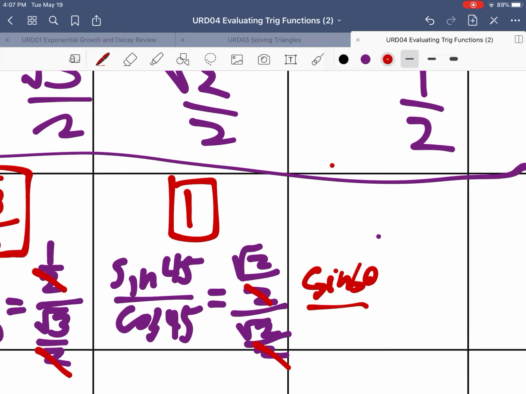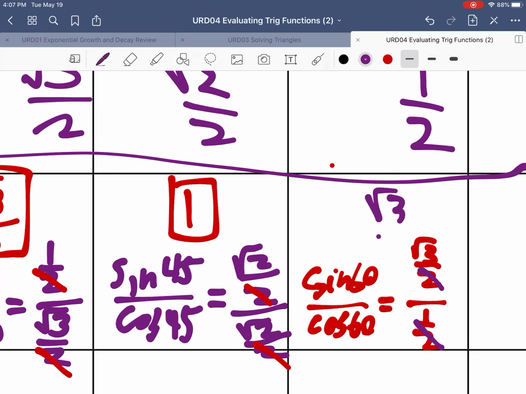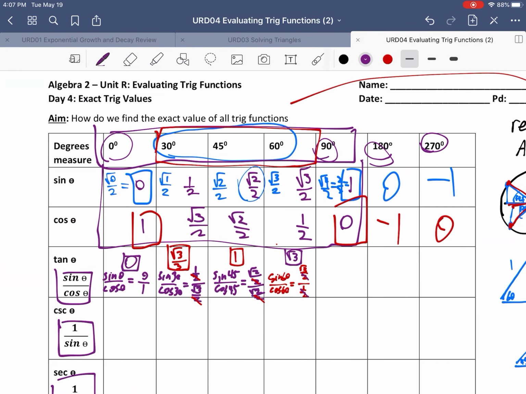For the tangent of 60, we're going to get the sine of 60 divided by the cosine of 60, which is going to be equal to radical 3 over 2 divided by 1 over 2. The 2's will cancel out, and we'll get radical 3 over 1, which is just radical 3.